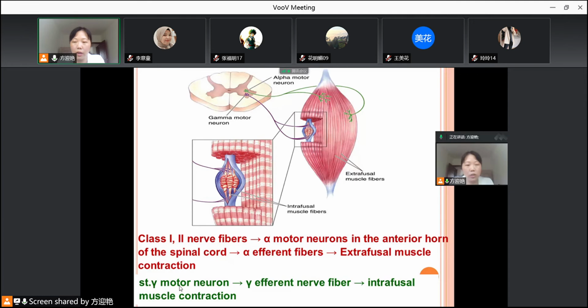And there we also found that the gamma motor neuron can affect the stretch reflex, but it is not the major point.